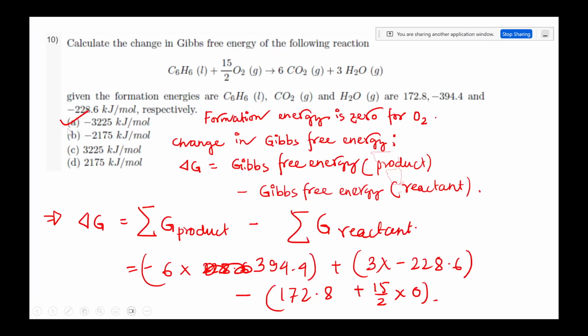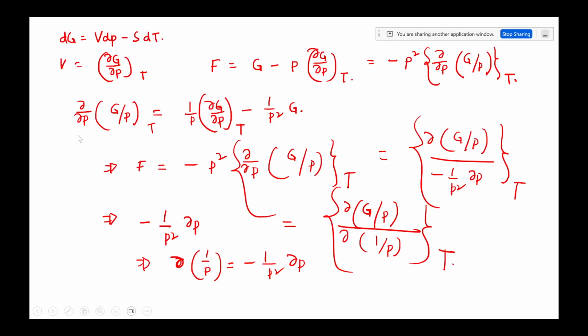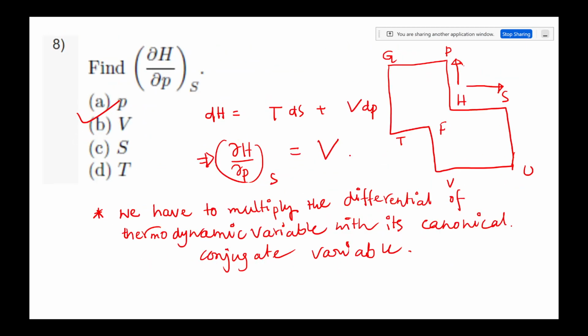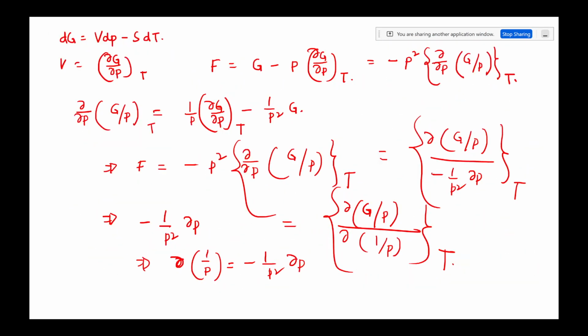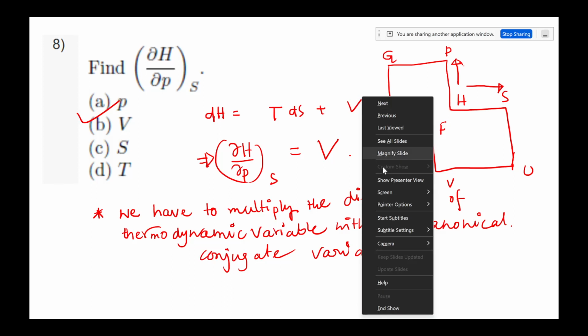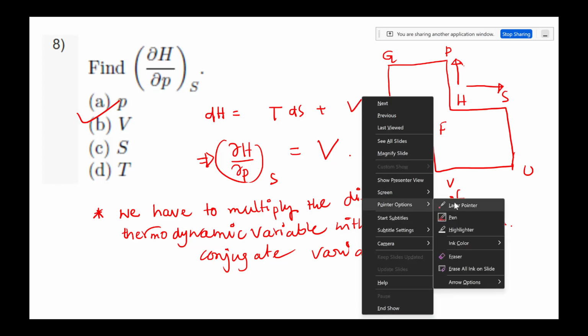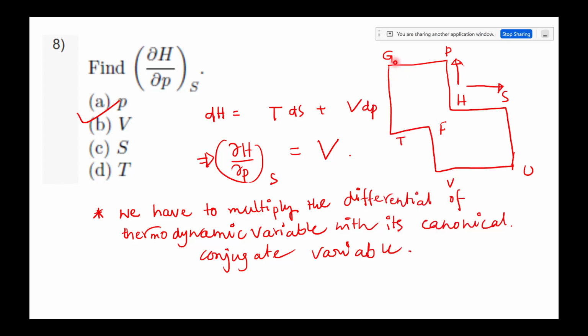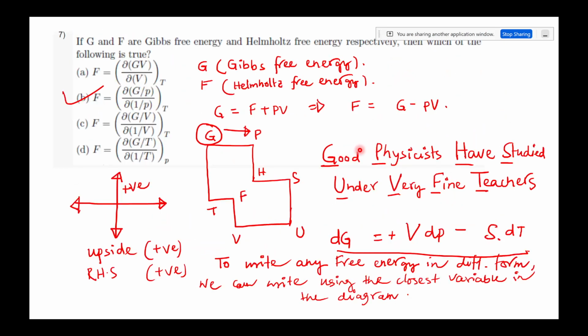Okay, so that's the end. Now I will shortly tell you about some Maxwell relations and this mnemonic diagram. For this mnemonic diagram, what do we have to know? Good physicists have studied under very fine teachers. You have to remember it, draw this shape, and start from G. So G, P, H, S, U, V, F, T.